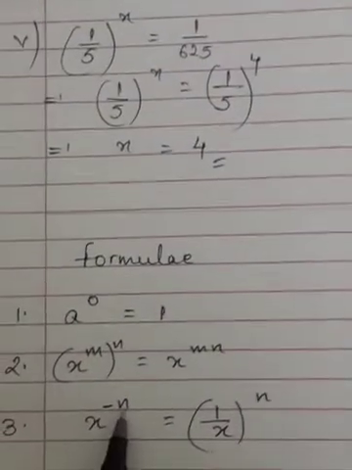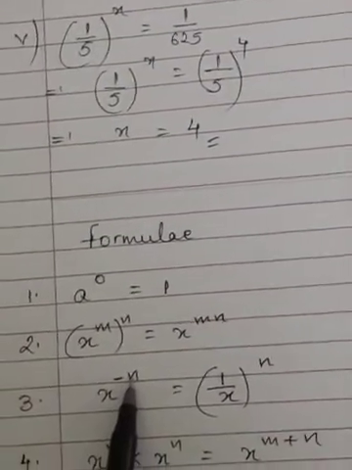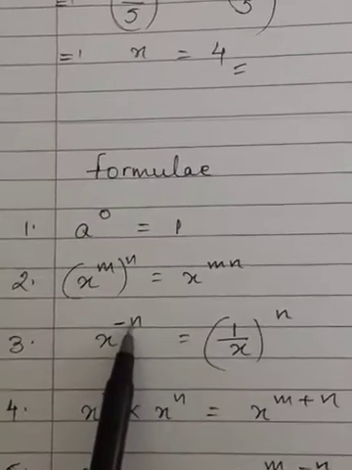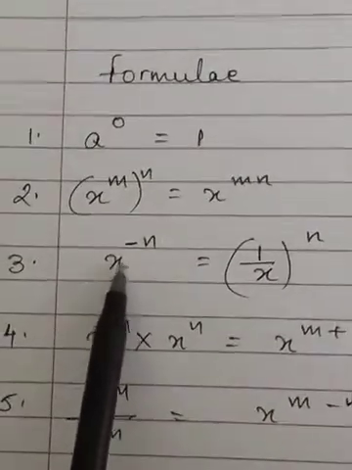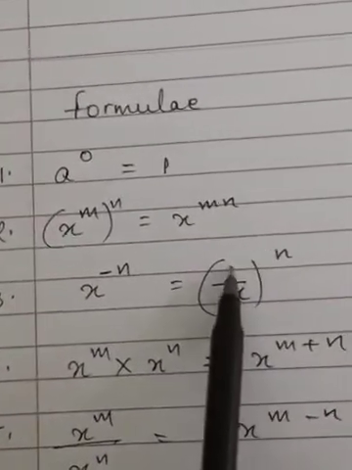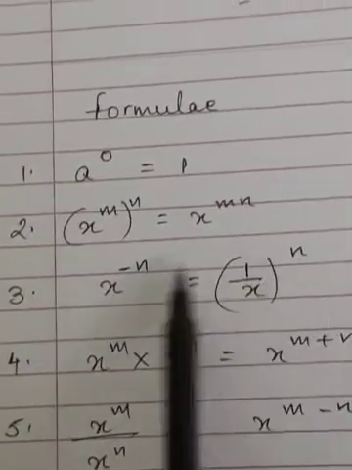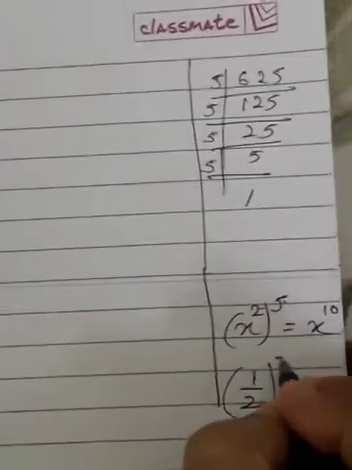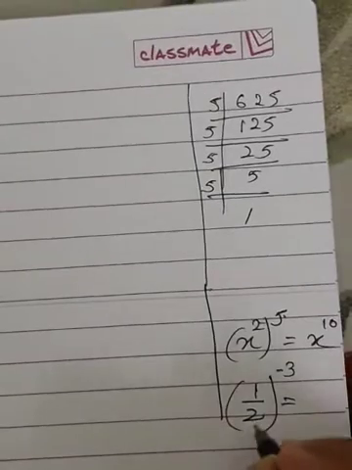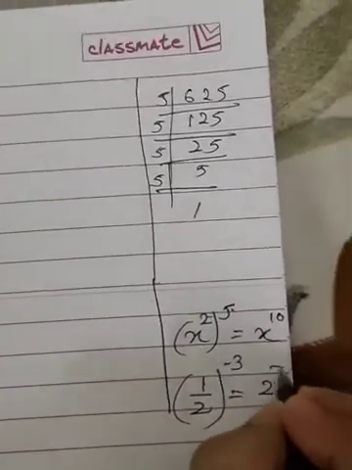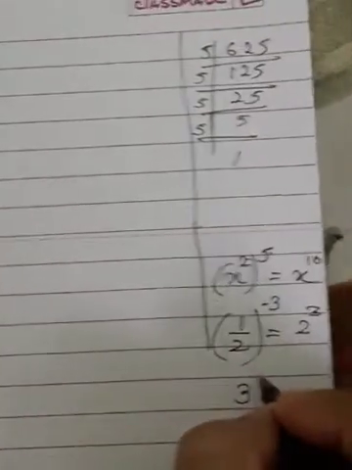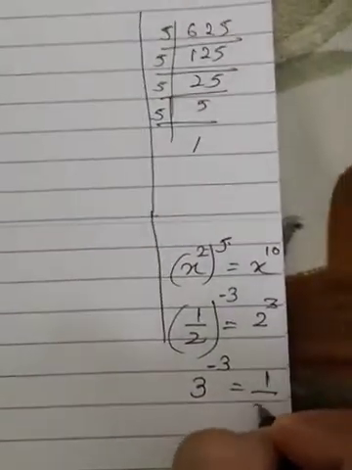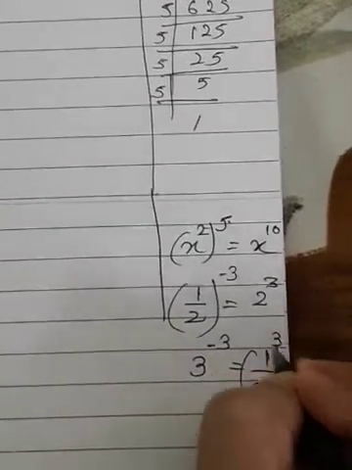If the power is negative, we can make the power positive by taking the reciprocal. Reciprocal is 1 over this number. So you write 1 over x and now the power becomes positive. It was minus n, now becomes positive. If it is 1 by 2 to the power minus 3, then the reciprocal of 1 by 2 is 2. Now the power becomes positive. And if it is 3 to the power minus 3, the reciprocal is 1 by 3 to the power 3, now becomes positive.